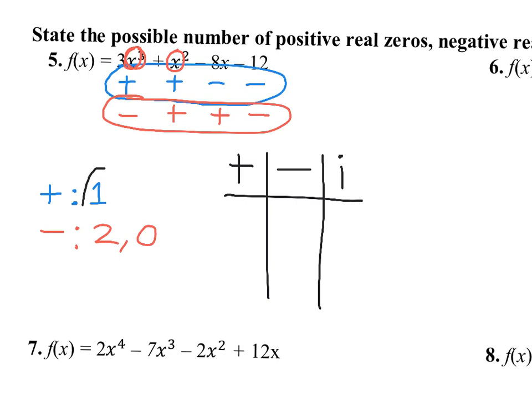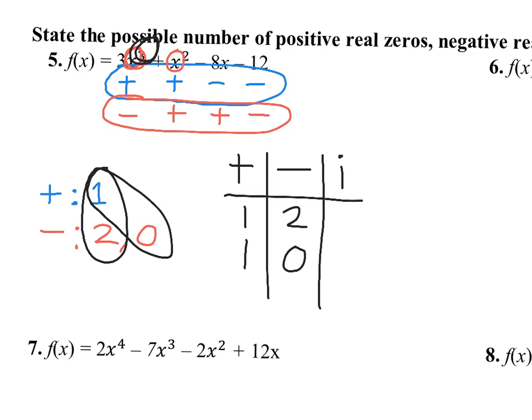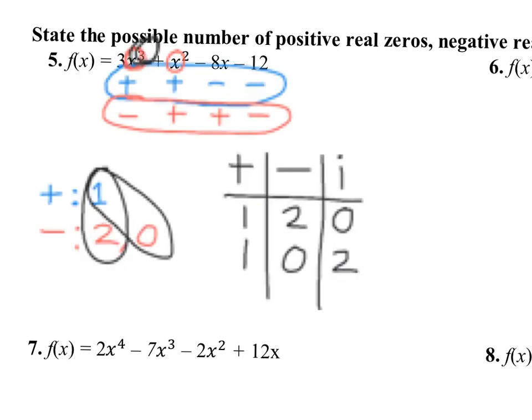Alright, we have 2 possibilities here. It could be 1 positive and 2 negative, or it could be 1 positive and 0 negatives. The degree from the original problem was 3, so the total has to be 3. So if I have 1 positive and 2 negative, that means we have 0 imaginary. That makes a total of 3. And if I have 1 positive and 0 negative, then I have 2 imaginary, also making a total of 3. So the answer is just going to be your table.